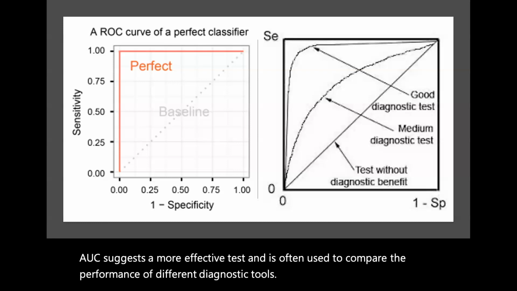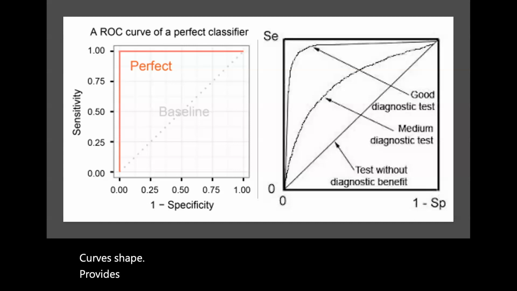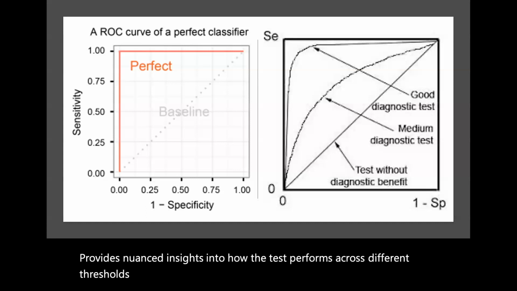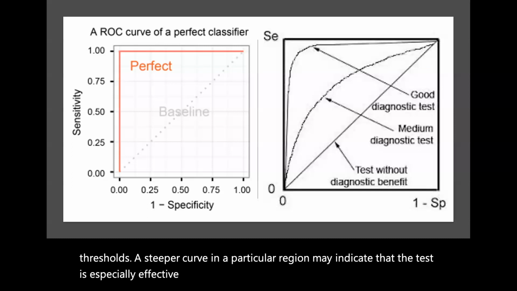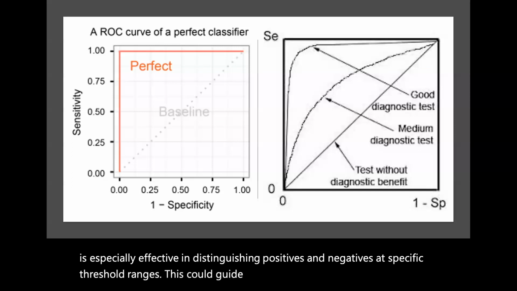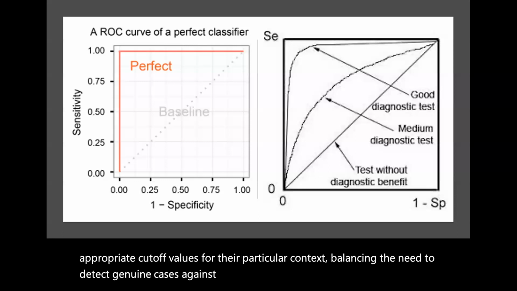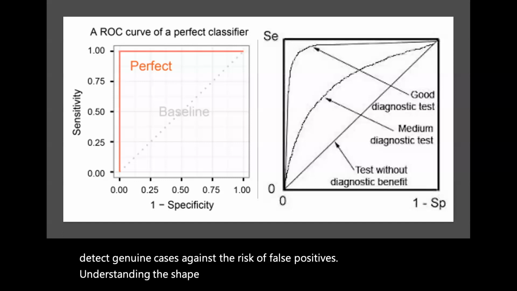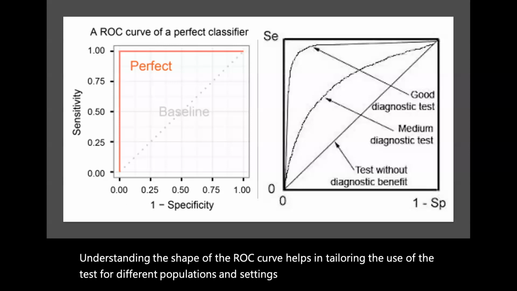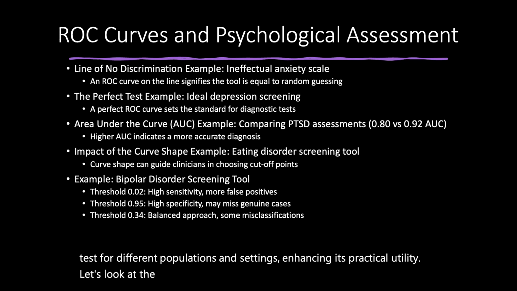In general, a higher AUC suggests a more effective test, and is often used to compare the performance of different diagnostic tools. The shape of the curve provides nuanced insights into how the test performs across different thresholds. A steeper curve in a particular region may indicate that the test is especially effective in distinguishing positives and negatives at specific threshold ranges. This could guide clinicians in selecting the most appropriate cutoff values for their particular context, balancing the need to detect genuine cases against the risk of false positives. Understanding the shape of the ROC curve helps in tailoring the use of the test for different populations and settings, enhancing its practical utility.